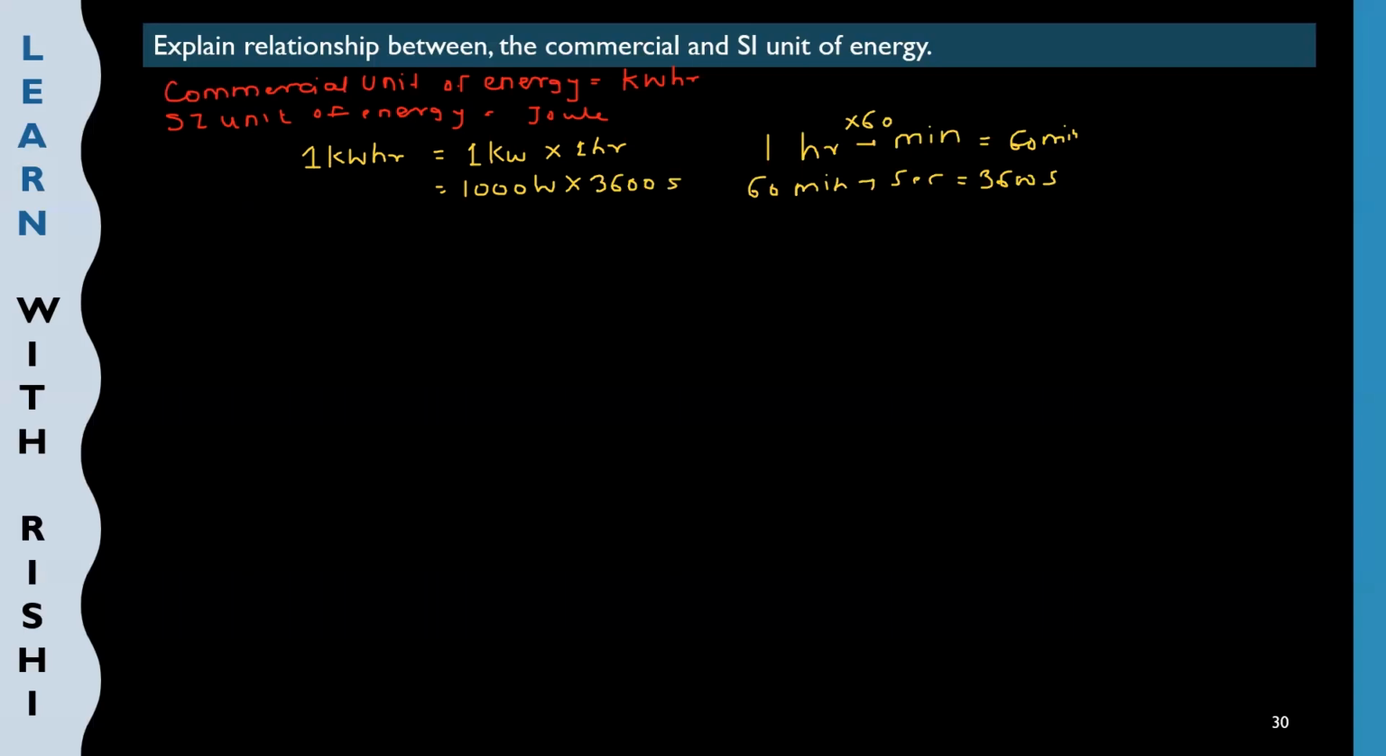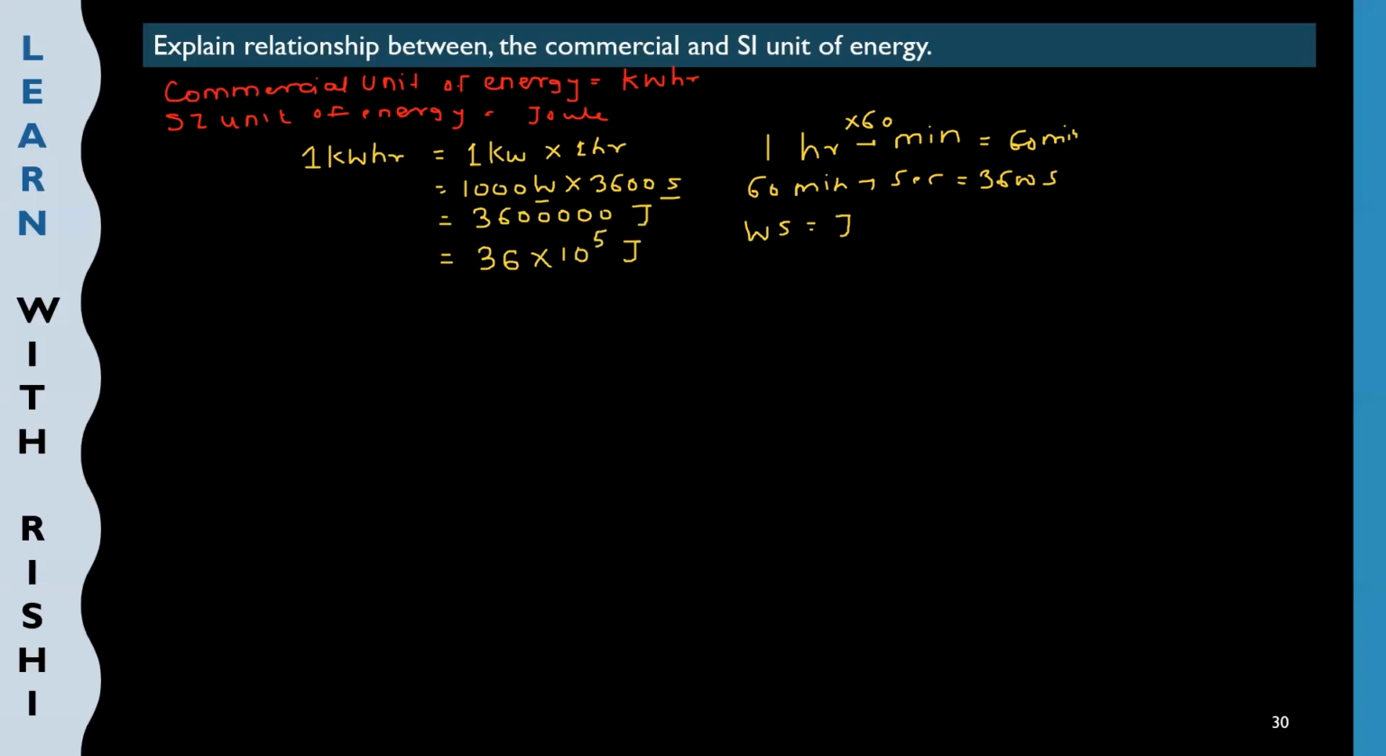Now 1000 into 3600 will give you 36 lakhs. Watt into second is nothing but equal to 1 joule. So in place of watt into second, we'll write joule, and 1000 into 3600 is 36 lakhs. Now we'll just shift the decimal places. I can write 36, and these are 1, 2, 3, 4, 5 zeros. So 10 raised to 5 joule.